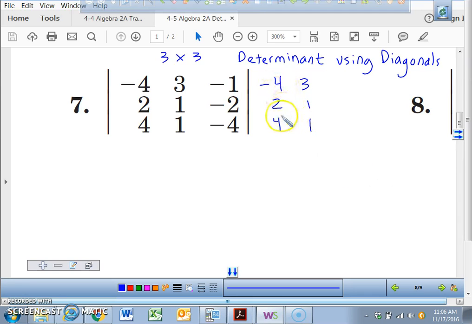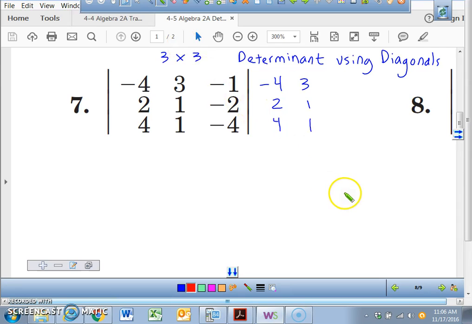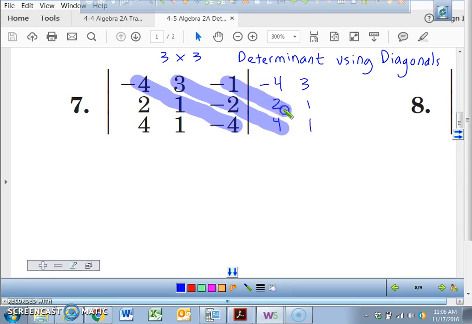All right, after you've placed the first 2 columns side by side, then you need to group certain numbers together. I'm going to carefully group the negative 4, the 1, and the negative 4. I'm going to carefully group the 3, the negative 2, and the 4, and once again, the negative 1, the 2, and the 1. So I want you guys right now, if you don't have highlighters or colors or whatever, you can just circle them, okay? Groups of 3 right there.